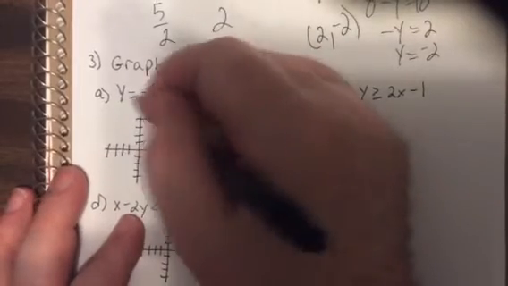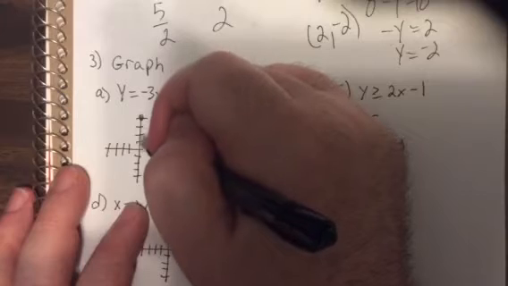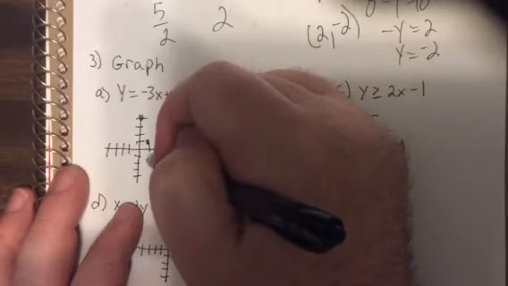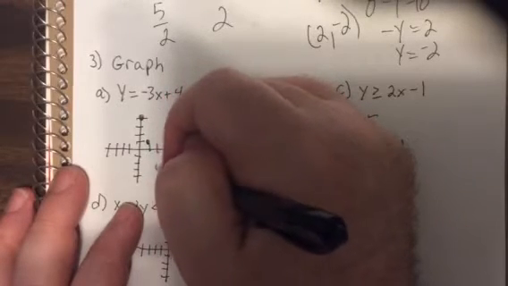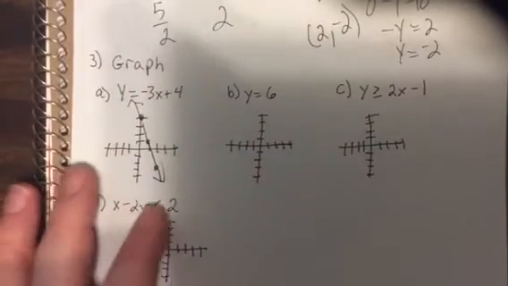Okay, welcome. This is already solved for y. So it's 4. Slope is -3. So it's down 3, right 1. Down 1, 2, 3, right 1. Now notice no inequality, so no shading.